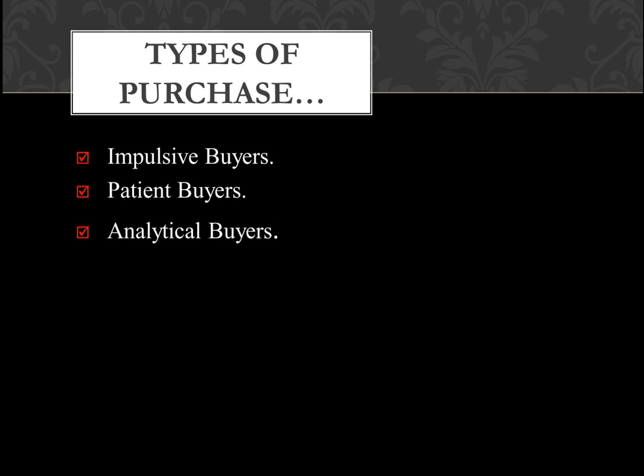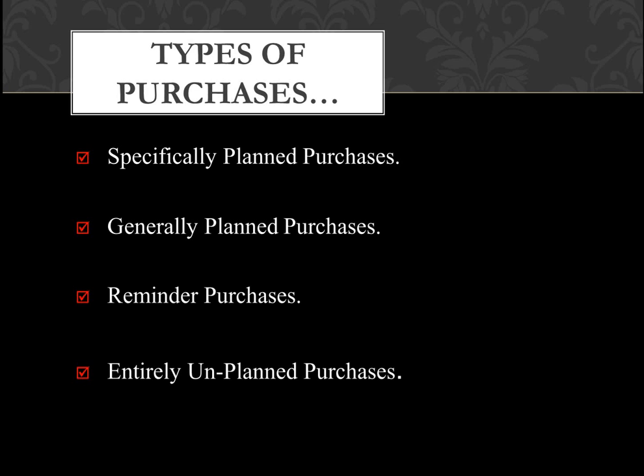Analytical buyers, they'll always compare so many things and then make a decision and buy a product. So these are the types of purchases which are happening. And there are also some other kinds of purchases, like a specifically planned purchase. So you want to purchase something and you've already planned it, and you're specifying something, like what I did, under 20,000. So I'm specifically planning for a purchase. In a generally planned purchase, I'm planning, okay, I want to get a mobile, but I'm not specifying any range for the amount. That means I'm a generally planned purchaser.